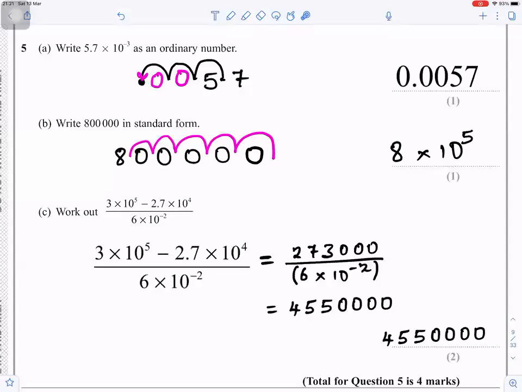Question number 5. Write 5.7 times 10 to the minus 3 as an ordinary number. So we start from the decimal point in between 5 and 7. It's a minus, so we move to the left. 1, 2, 3, because it's minus 3. That's where it ends. So under those arches, that's one arch, that's two arch, we put a 0. So it becomes 0.0057.